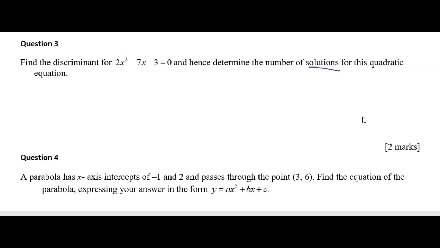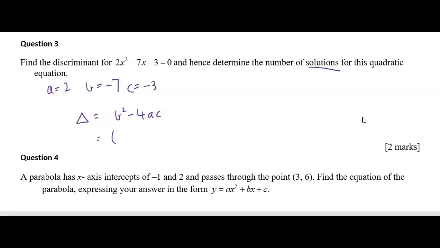Okay, so the first thing you need to do is identify A, B, and C. So A, B, and C are just the coefficients and your constant. So the coefficient of x squared is your value of A, the coefficient of x is your B, and then your constant is your value of C. Now the discriminant is equal to what in the quadratic formula, what is underneath the square root sign? So B squared minus 4AC. So we're just going to substitute everything in.